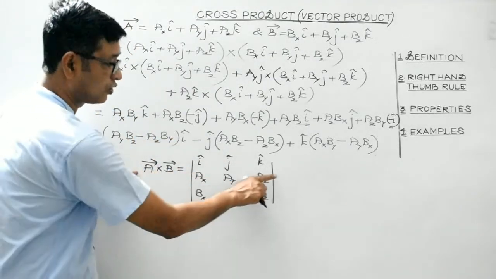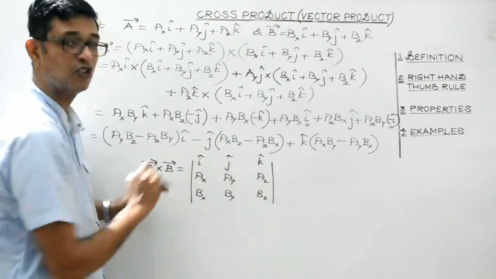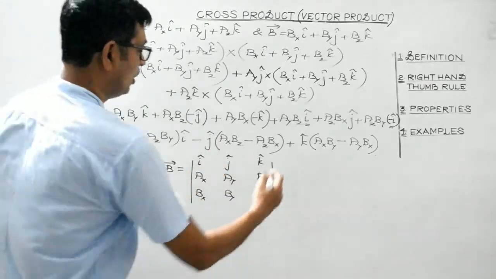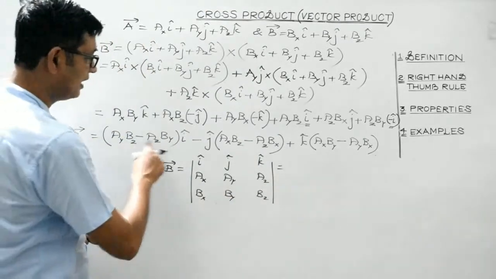So always remember, if the cross product A cross B is to be found, then write the coefficient of A vector in the first row. Then write the coefficient of B vector in the second row. This is to be followed. So now you are aware of solving this. You will get the same result.